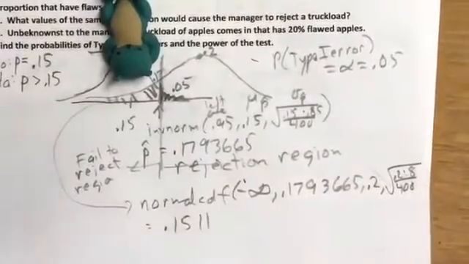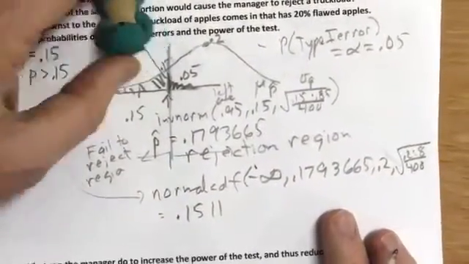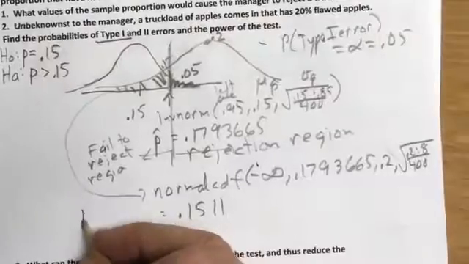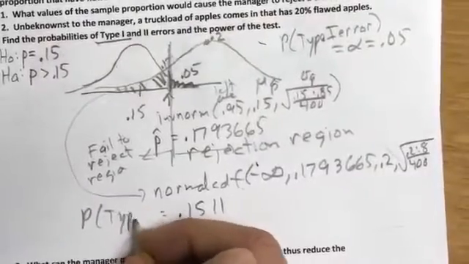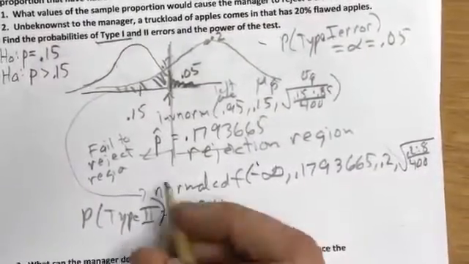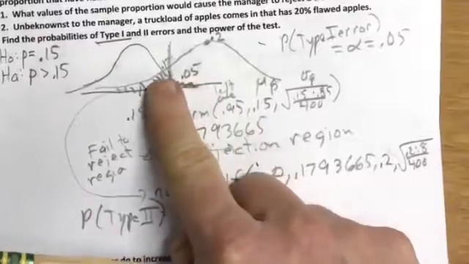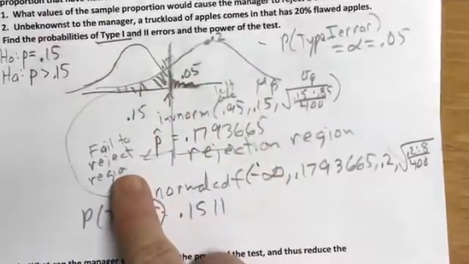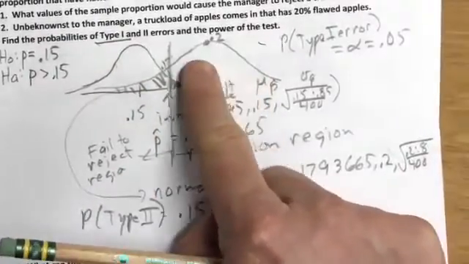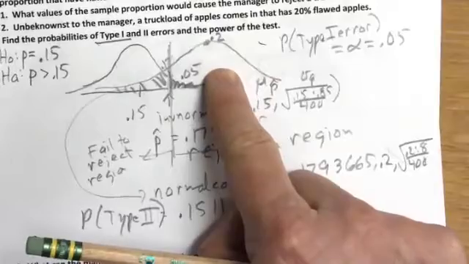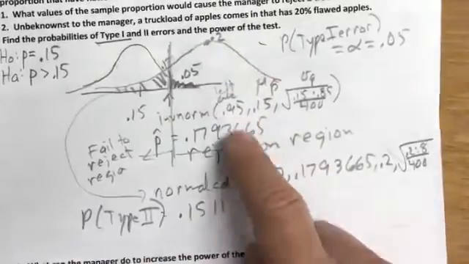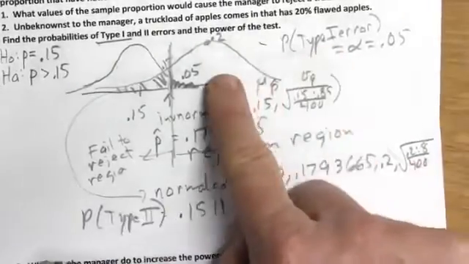That, in fact, is the probability of type 2 error. Type 2 error is the overlap. Okay, it is the area of the bad curve that overlaps into the fail to reject region. See, these p hats over here would lead to rejection, and I would reject this bad truckload.